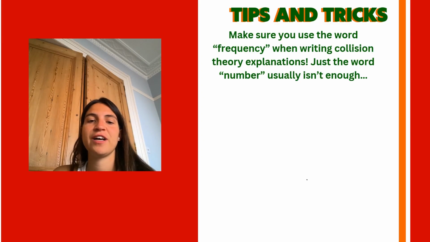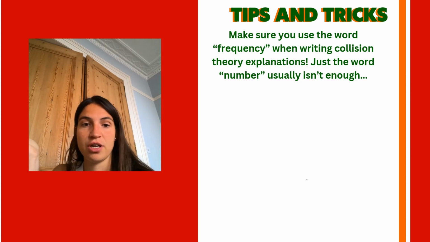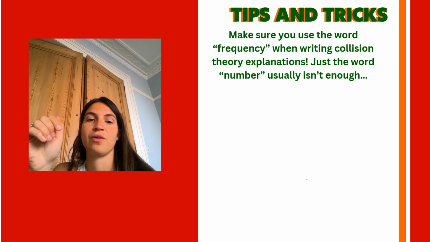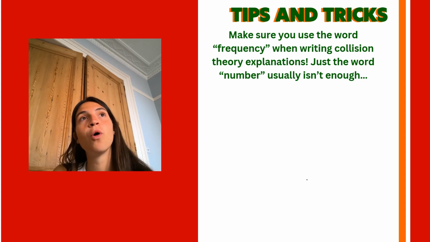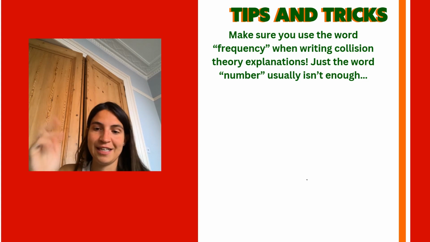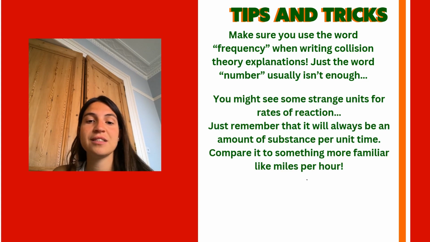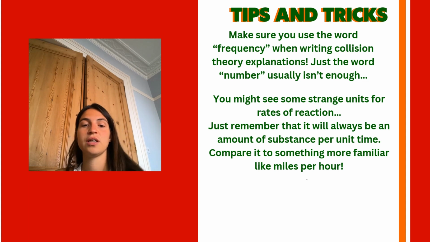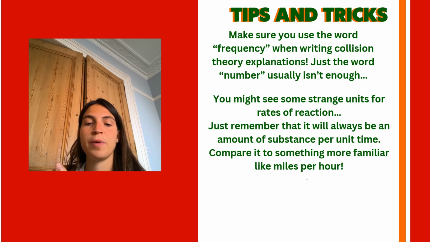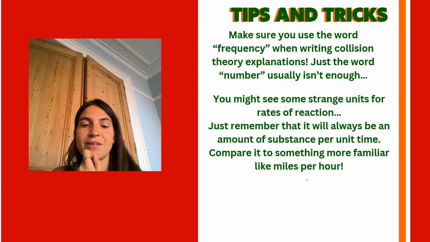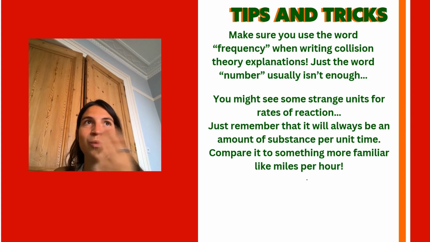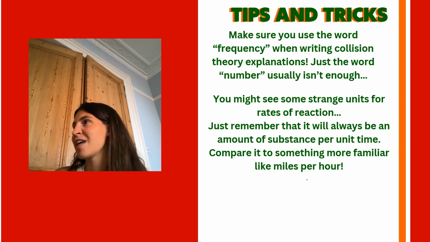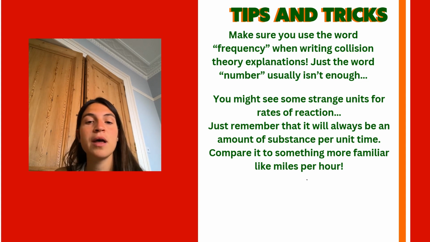Tips and tricks for this section. First one, frequency. When you're writing about how different things affect a rate of reaction, use frequency of collisions. So number isn't quite enough. More successful, frequent collisions. You might see some strange units for rates of reaction. So remember, it'll always be an amount and it'll always be per unit time. And you can compare that to something more familiar like miles per hour. We know speed comes in loads of different units: meters per second, kilometers per hour, miles per hour, and it's the same for your rate of reaction. They're all valid, but you just need to check what your units are.